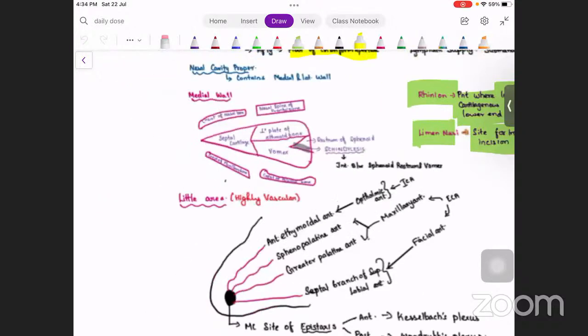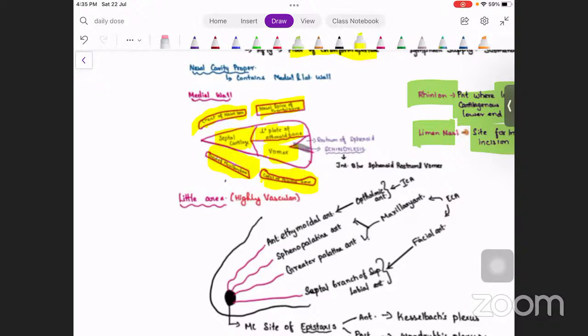The septal medial wall is composed of the crest of your nasal bone and nasal spine of your frontal bone. On the lateral side, you may have the crest of your maxillary bone and the crest of your palatine bone. On the floor, you may have the septal cartilage, the perpendicular plate of ethmoid bone, and the vomer bone.